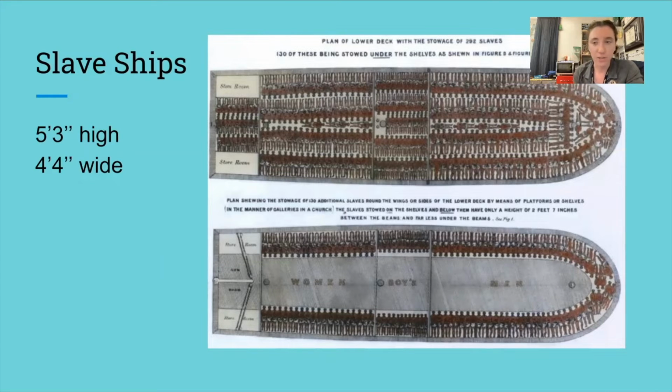So there's not a lot of room to move around. When somebody has to go to the bathroom or somebody gets sick, there's no place for them to go. So they're literally going to the bathroom where they are and getting sick where they are, right? People are dying next to them and these dead bodies are not removed for days and days and days. Okay. So it's terrible conditions.